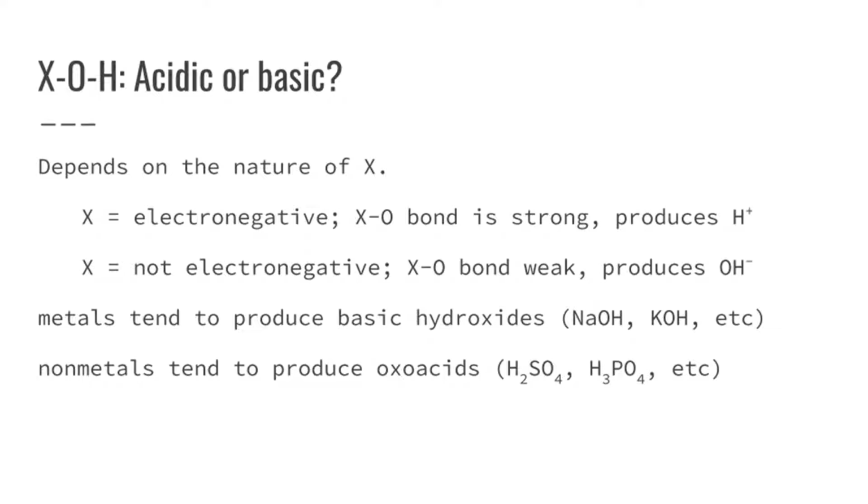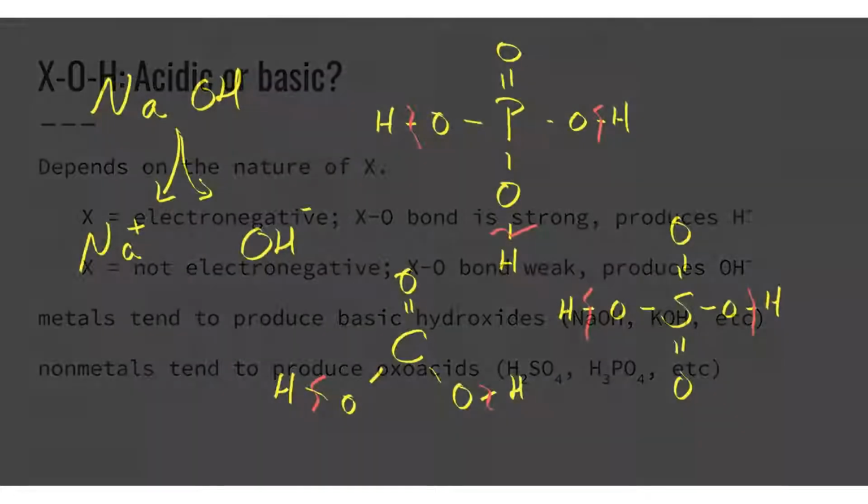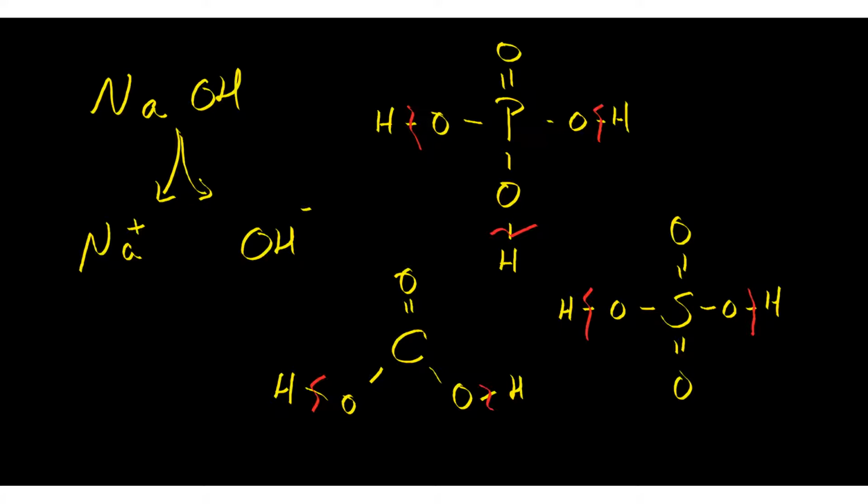So metals tend to produce those basic hydroxides, sodium hydroxide, potassium hydroxide, etc. Nonmetals tend to produce oxyacids, like the ones shown here. Up top we have phosphoric acid, H3PO4, and you see that you have the nonmetal phosphorus bound to all those oxygens, and you break the oxygen-hydrogen bond for each of those. It has 3 acidic protons. Similarly, down and to the right you have H2SO4, and down to the left you have H2CO3.